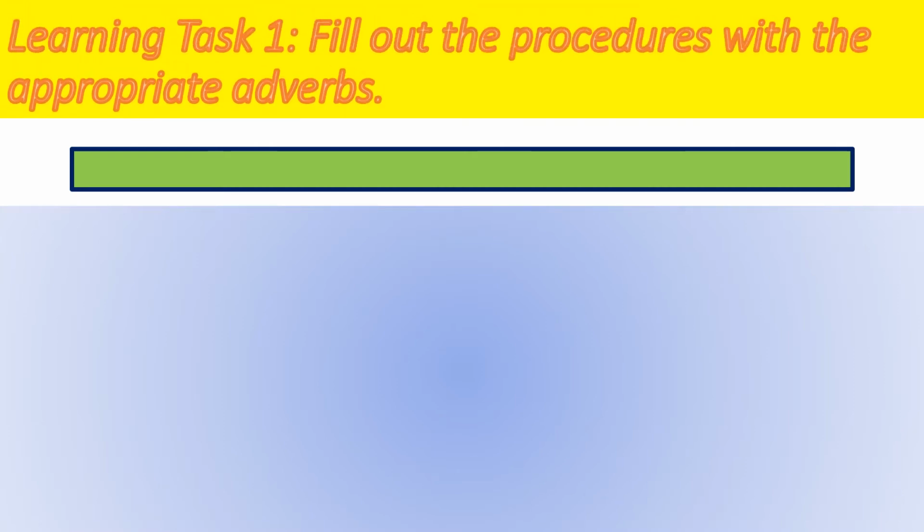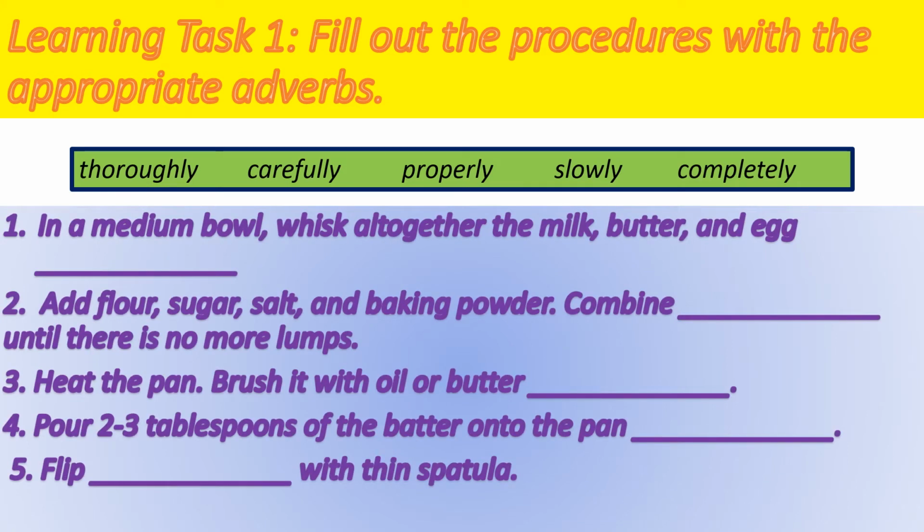Alright, let's begin with learning task 1. Fill out the procedures with the appropriate adverbs. You're going to choose here: thoroughly, carefully, properly, slowly, completely. Okay, in a medium bowl, whisk all together the milk, butter, and the egg. Slowly, correct.